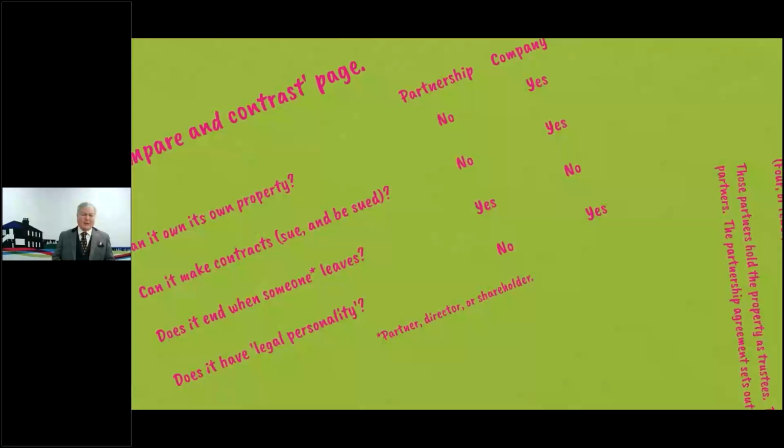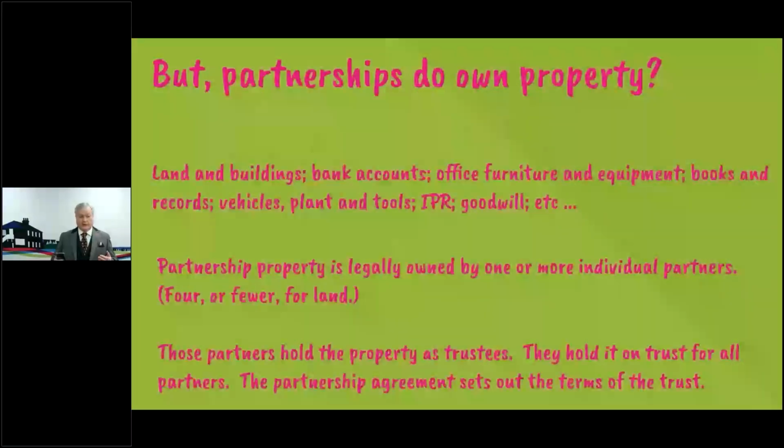Now you're thinking, hang on, this doesn't make sense, because in your experience, you know that partnerships do own property, and you're thinking of partnerships that you have seen, you've had dealings with, that own things like land and buildings, bank accounts, office furniture and equipment. They've got books and records, vehicles, plants and tools, intellectual property rights, goodwill, a whole range of business property you will find in partnerships. But the legal analysis here is that that partnership property will be legally owned by one or more individual partners. The partnership as an entity does not exist, cannot own property.